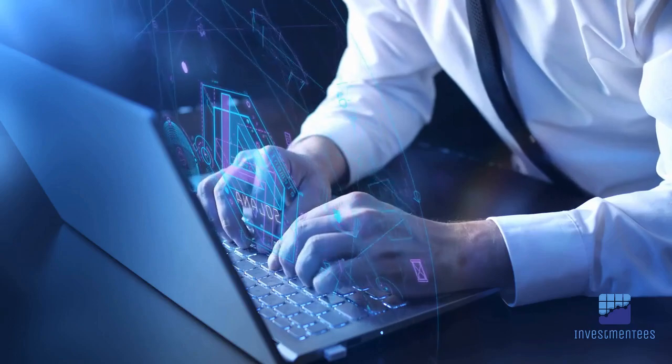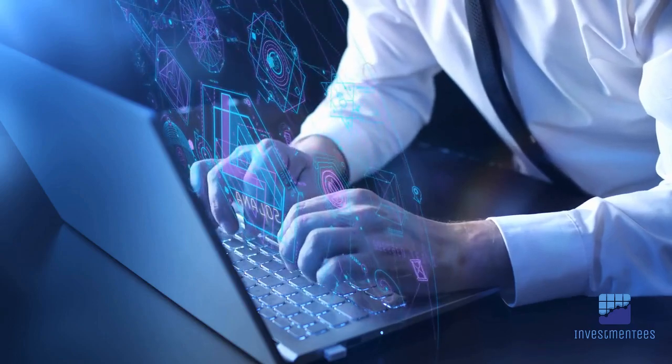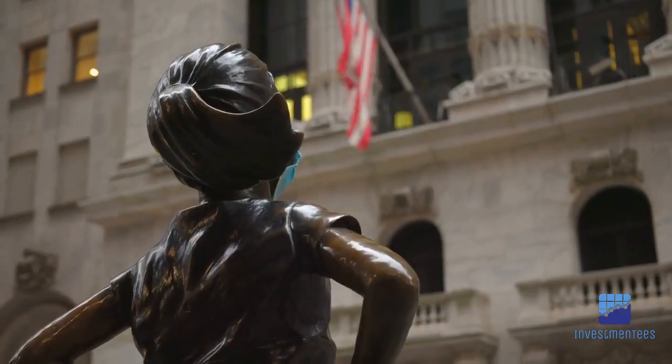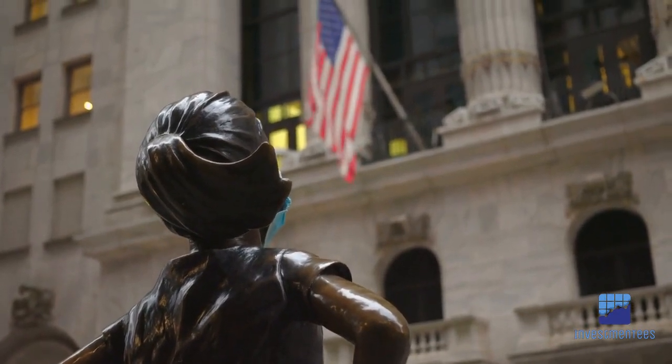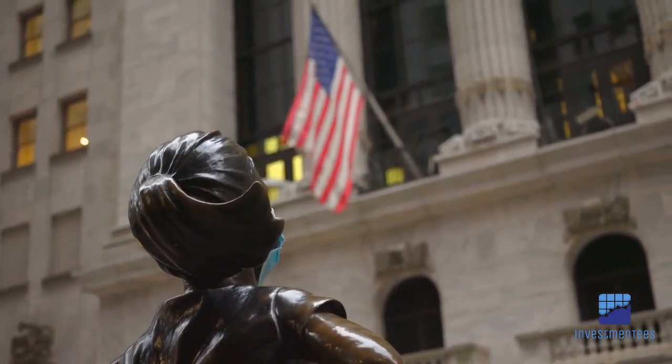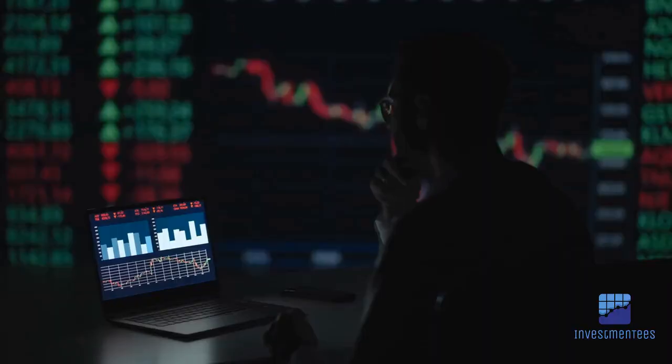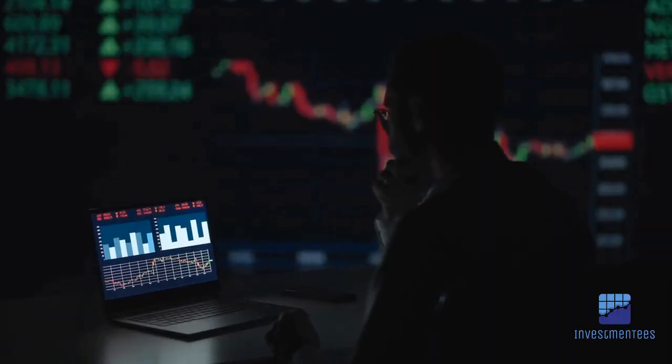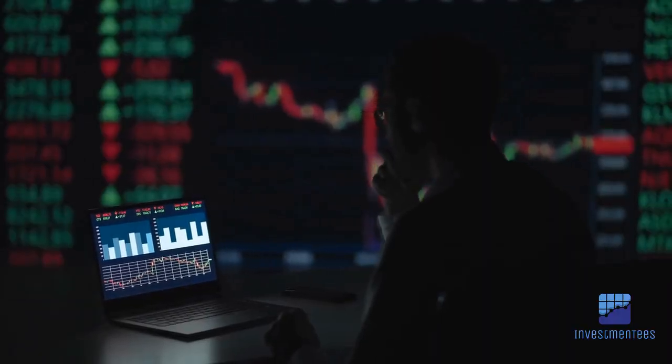ETFs can be traded through a brokerage account, just like stocks. Investors can buy and sell ETFs on major stock exchanges such as the New York Stock Exchange, NYSE, or Nasdaq. Investors can also trade ETFs through online brokers or robo-advisors. It is important to research and compare the fees, trading platforms, and investment options offered by different brokers before choosing one.